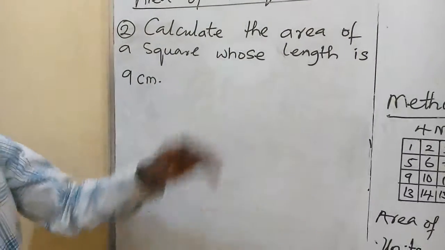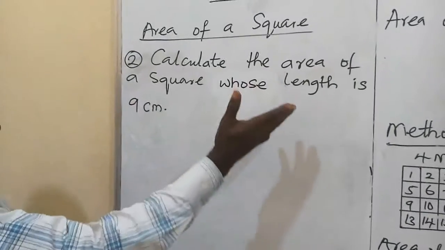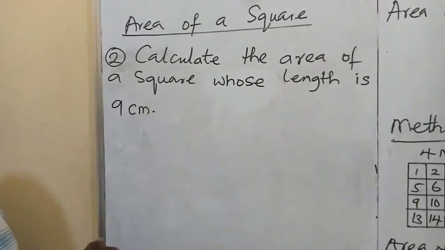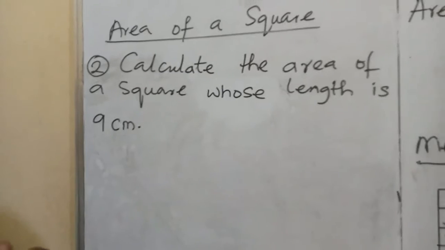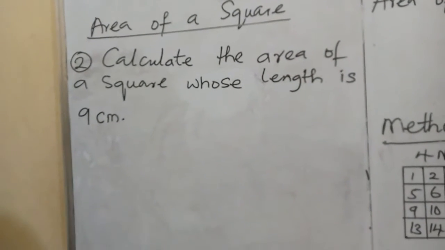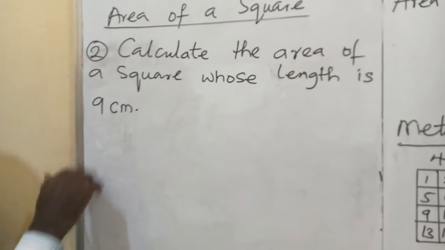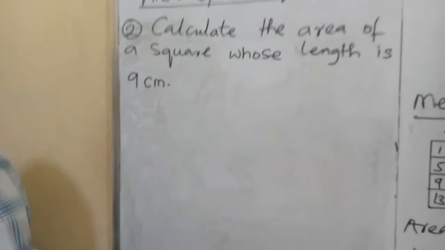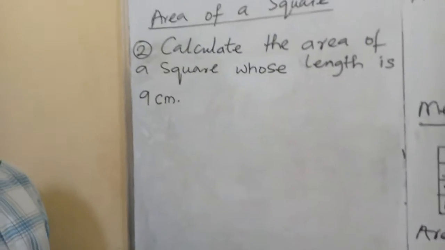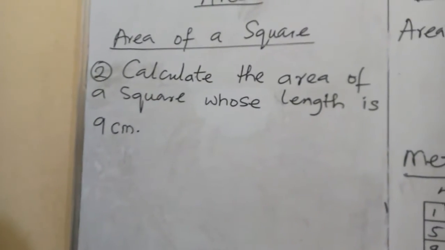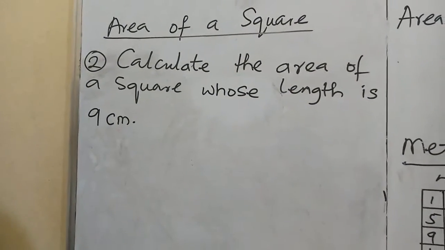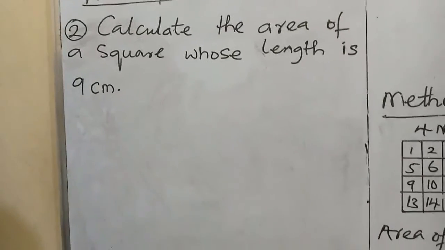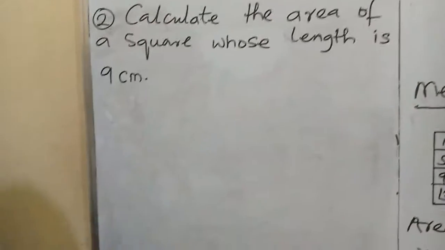Now from the question you agree with me that what you are asked to find is what? The area of a square. The area of a square whose length has been given to be what? 9 centimeters. So now we have gotten the understanding of the question, what we are asked to find or calculate, and the givens needed for these calculations. Next thing we are going to interpret it down by drawing the shape of a square.